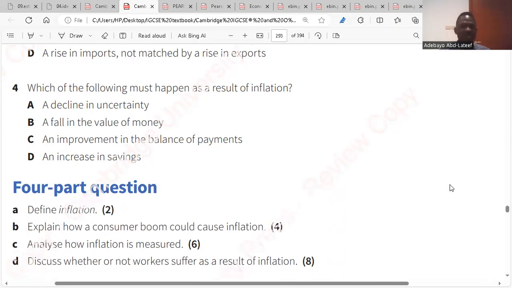Question 4. Which of the following must happen as a result of inflation? B. What's the answer? B. A fall in the value of money. Yes.